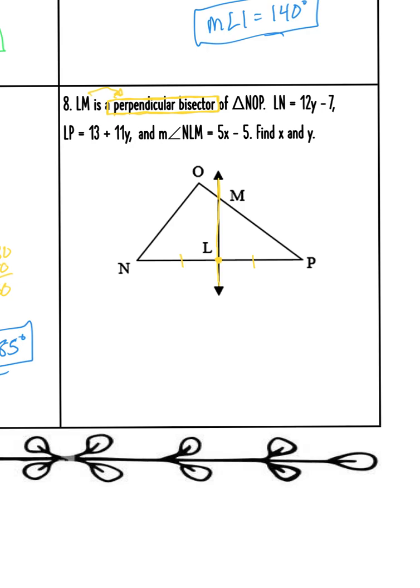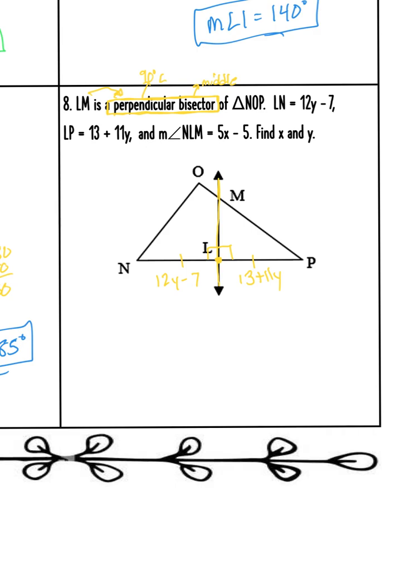Again, bisector means middle, and perpendicular means 90-degree angle. So I can put right angles here and here, showing those are both 90-degree angles. It says that L to N is 12y minus 7, and L to P is 13 plus 11y.